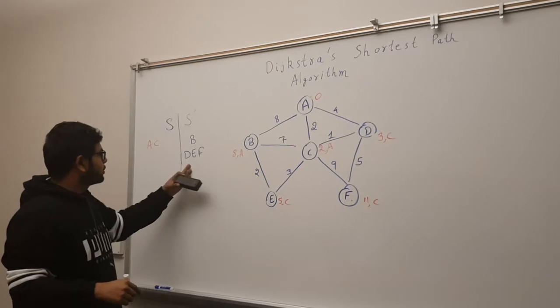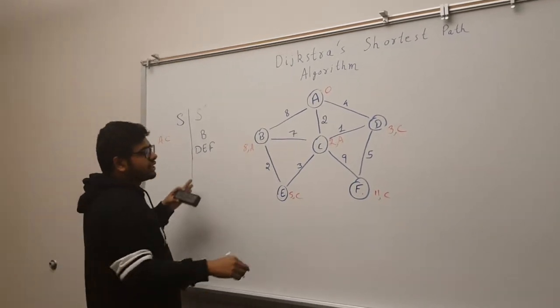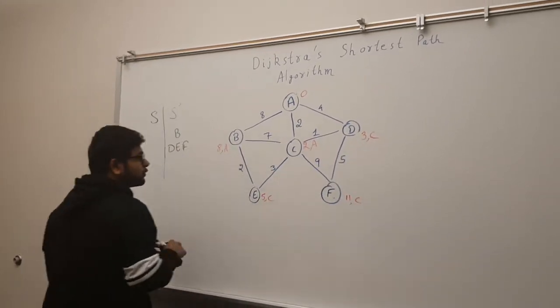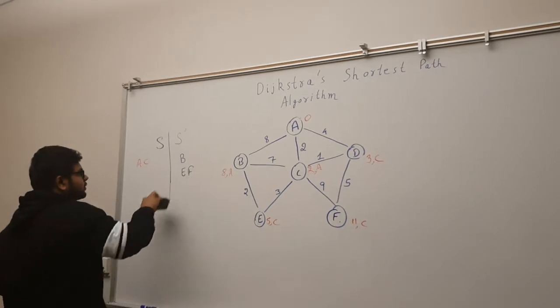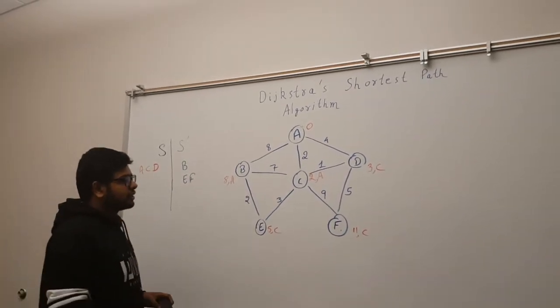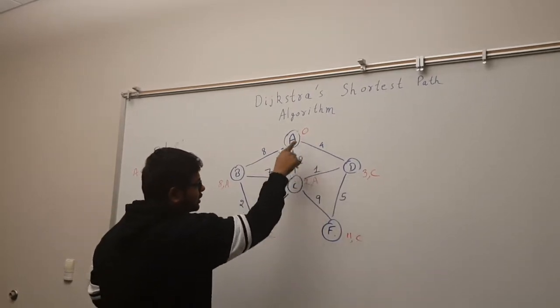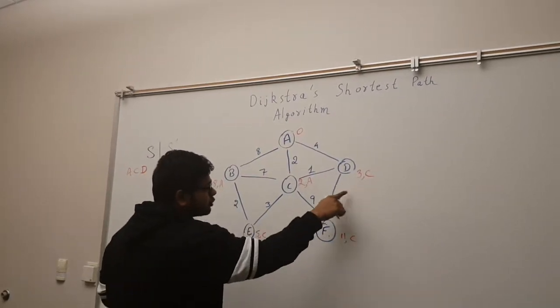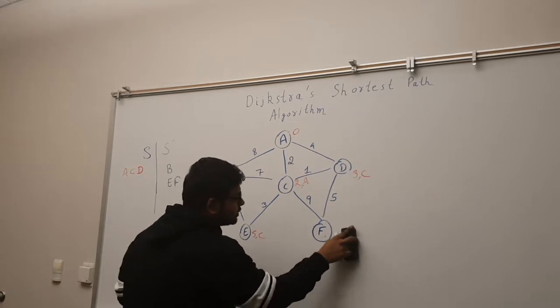We'll again come back to this step. We see that D has the minimum cost of 3. We move it from S prime to S, and then consider all the neighbors. So this is covered, this is covered, and this one, its new cost would be 8, which is less than 11. Just update it.